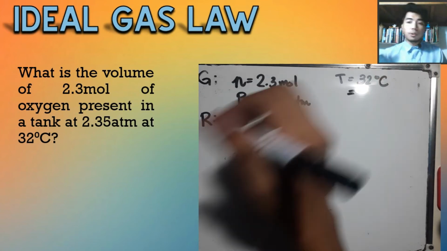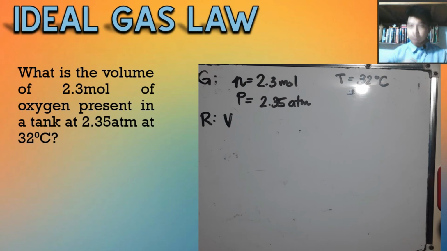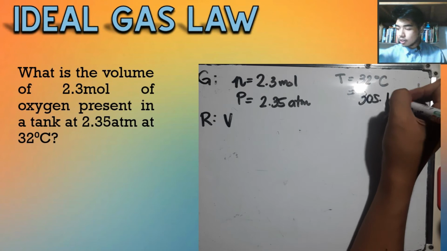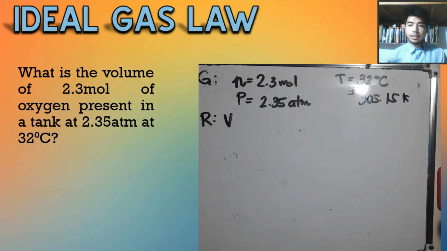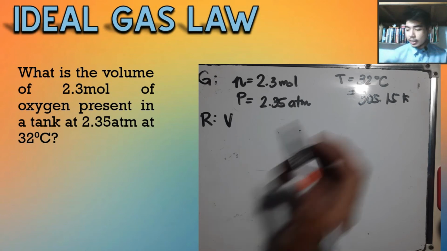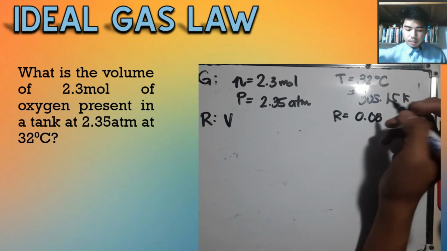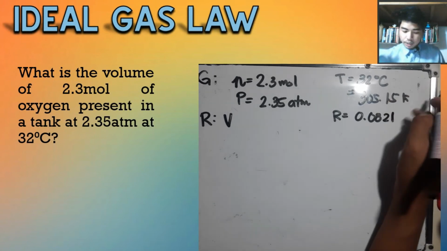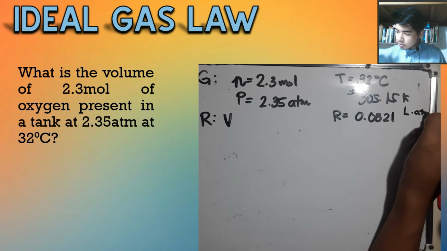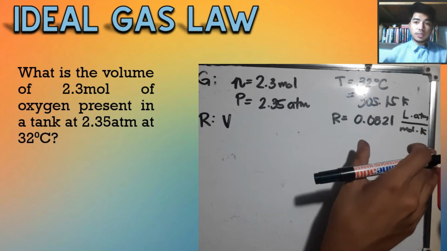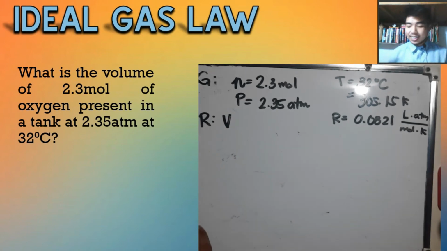Once again, you're going to add 273.15, which will give us 305.15 Kelvin. Then other than this, once again, we have the constant value for the ideal gas, which is R, equivalent to 0.0821 liter times atmosphere over mole times Kelvin. Once again, whenever we're talking about the constant value, it is always included here in the ideal gas law.